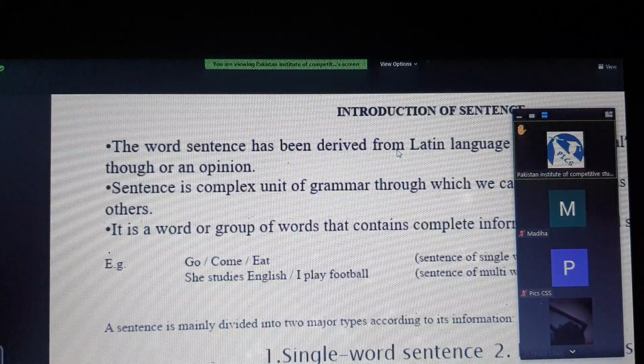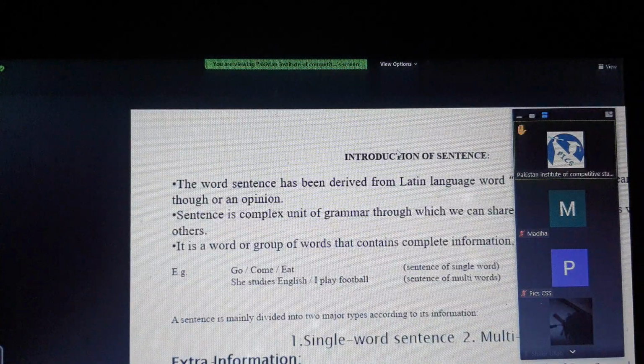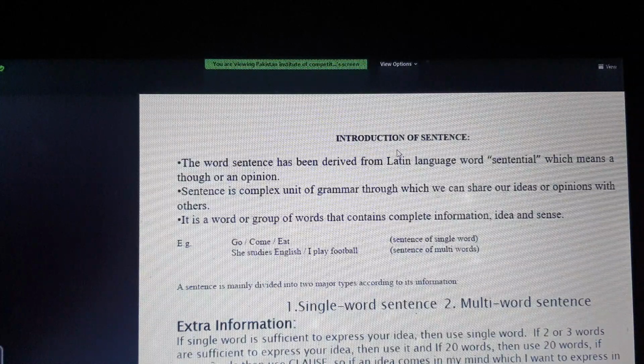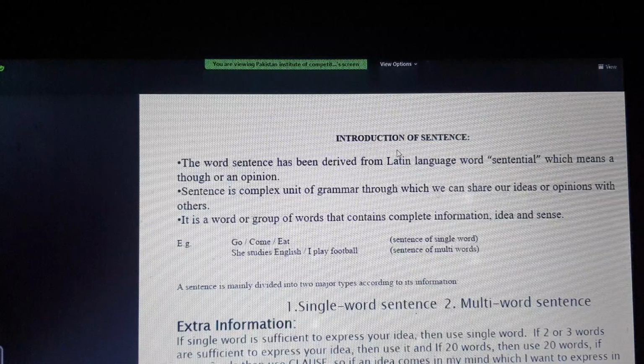She studies English, I play football. So she studies English, it is also a sentence. I play football, it is also a sentence. So the previous three sentences belong to single word, and the last two sentences belong to group of words.